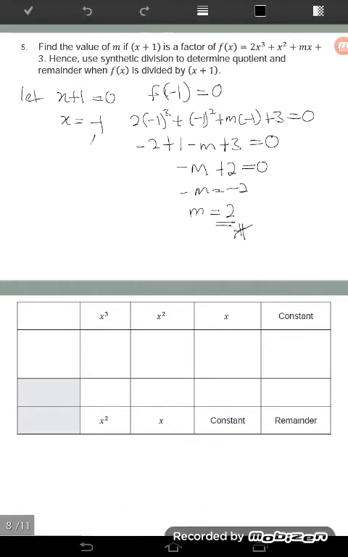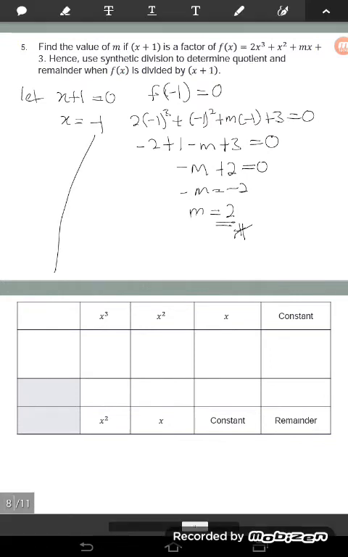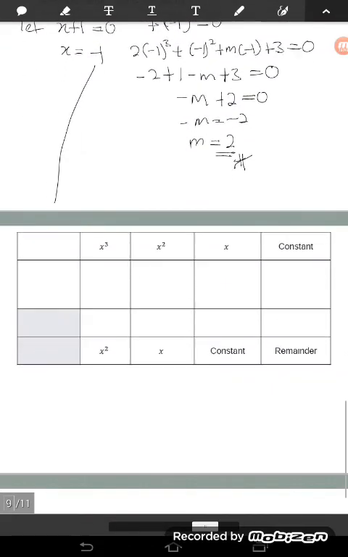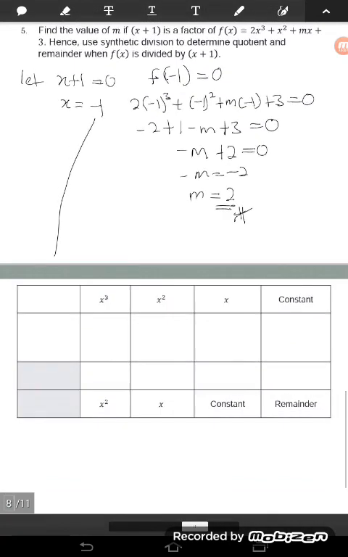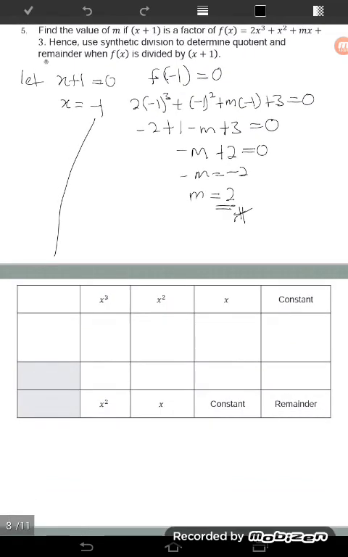Okay, so next we put this one into the box. Because we need to use synthetic division to find the quotient and remainder when f(x) is divided by x plus 1. Okay, so put inside here. So we have here negative 1 and the coefficient of x cubed, which is 2, and the coefficient of x squared, which is 1, and the coefficient of x, which is m. Okay, so m just now is 2 and the constant is 3.